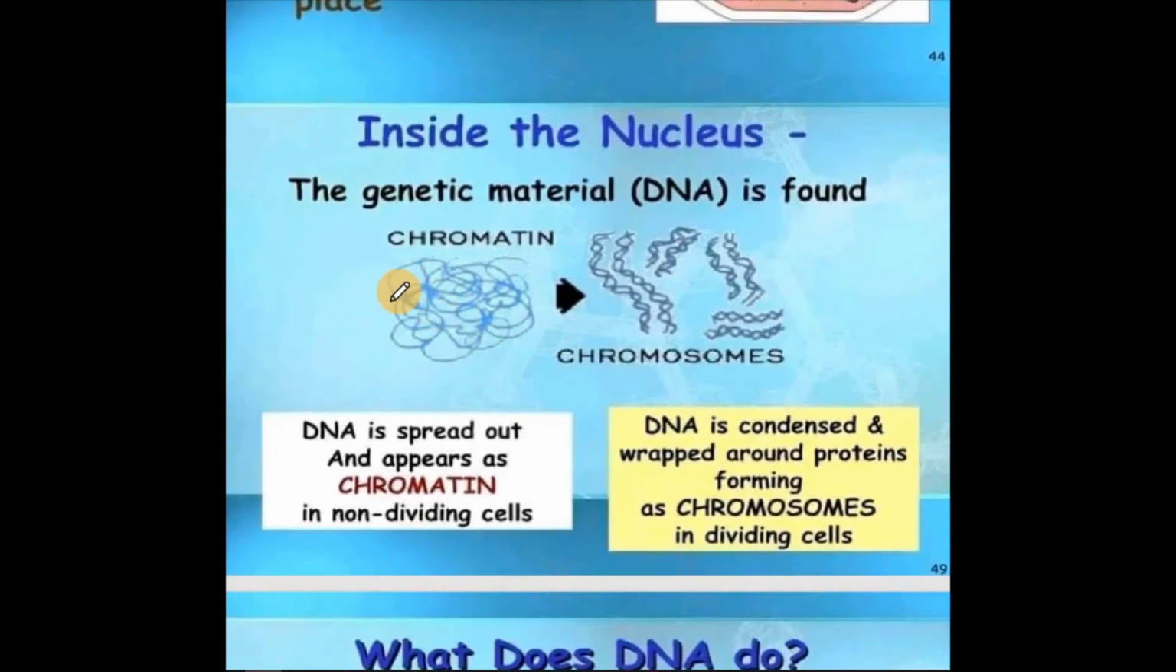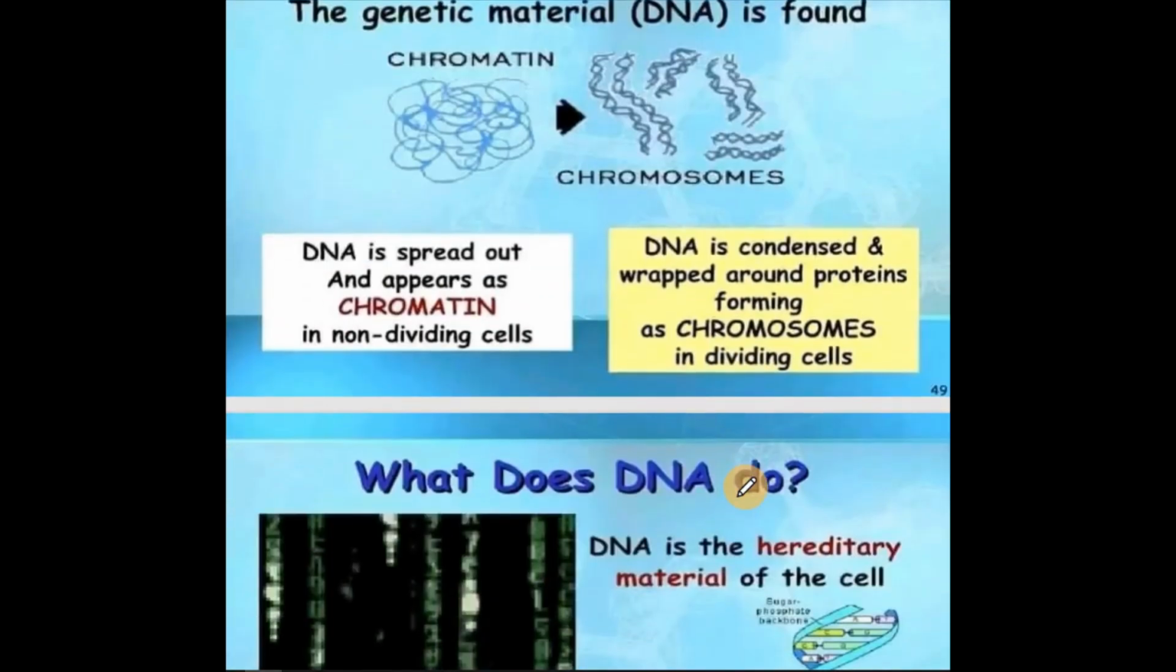Now chromatin tends to become visible when there is a need for cell division. And when chromatin becomes visible, it forms what we call chromosomes. So a chromosome is just a visible form of the chromatin. Here, DNA is spread out and appears as chromatin. So chromatin is just a coil of the DNA molecule around a histone protein. DNA is condensed and wrapped around proteins, forming what? Chromosomes. So during cell division, these chromatin fibers wrap around a protein to form what we call a chromosome, which becomes visible during cell division.